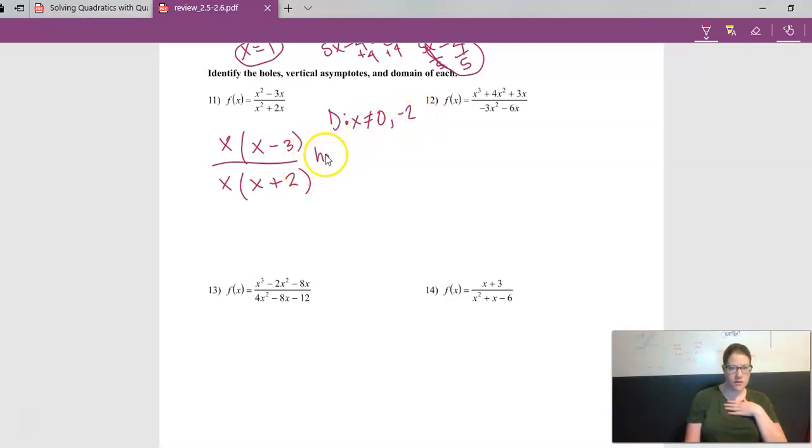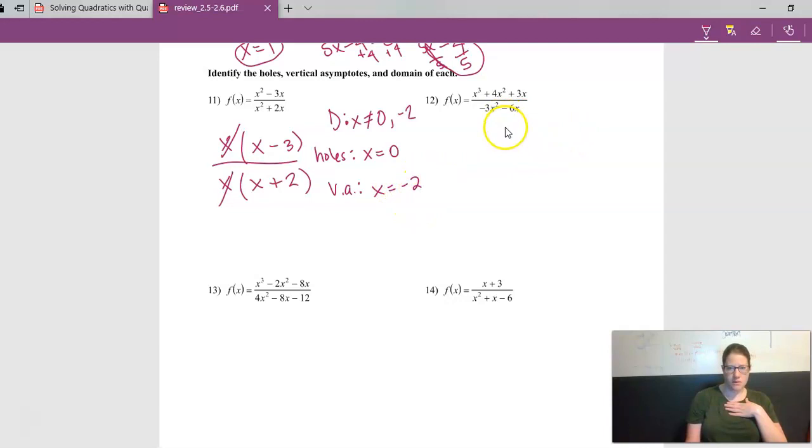So check for holes first. Holes happen when something cancels out. So since this x over x would cancel out, and that happens at the 0, there is a hole at x equals 0. The vertical asymptote is going to be whatever is left over after the holes are canceled out. So there would be a vertical asymptote at -2.